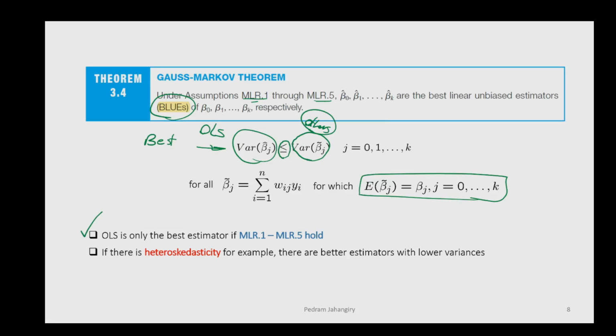However, again, as I said earlier, if there's heteroscedasticity, which is a violation of assumption number 5, right? So MLR 5 is violated. In that case, there are better estimators out there with lower variance. One example is weighted least squares. We're going to look at that in chapter 8. So for the first 7 chapters, we're going to rely on our assumptions. We're going to say that, okay, assumption 1 through 5 is valid, and we're not worried about heteroscedasticity.